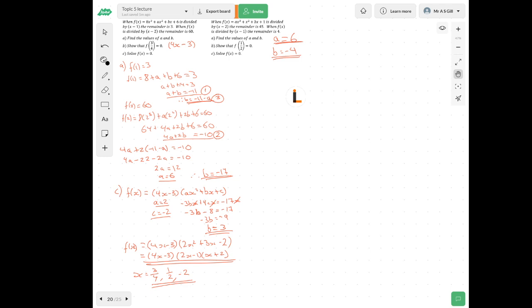So I'll give you about another minute and then I'll start showing the working. I'm only going to show the working for part C on the right hand side on this occasion.